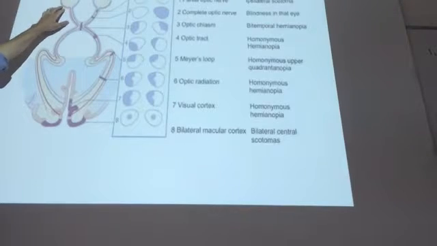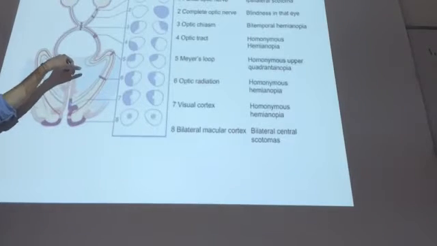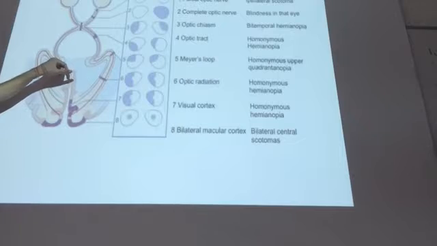It decussates over here, while one side stays on the same side. So by the time I get to the optic tract, everything that I see on the left side will actually be in my right optic tract, while everything I see on the right side will be in my left optic tract. By all these crossing overs that occur where? By the optic chiasm. The optic tract ends, where does it synapse? Lateral geniculate body nucleus.